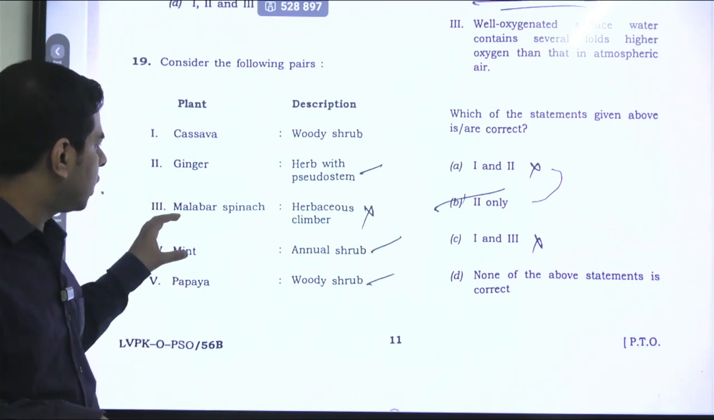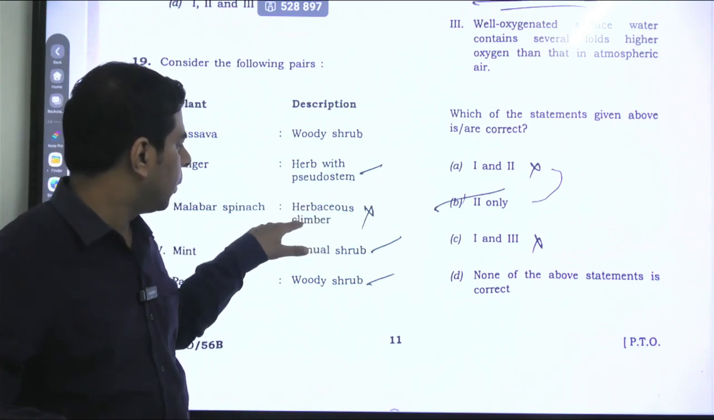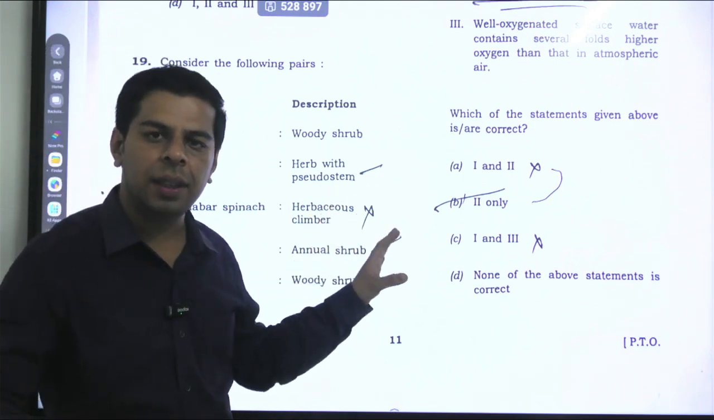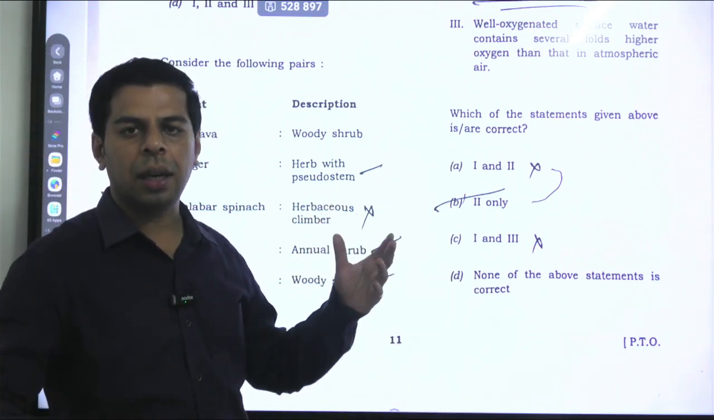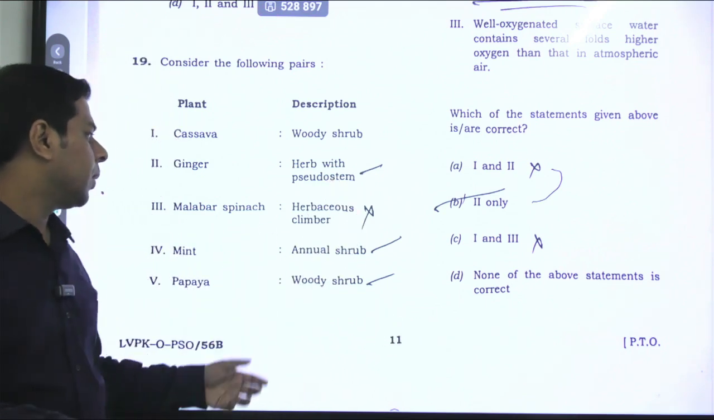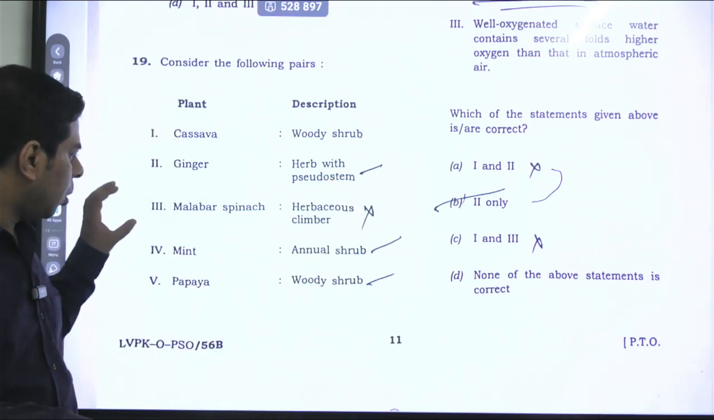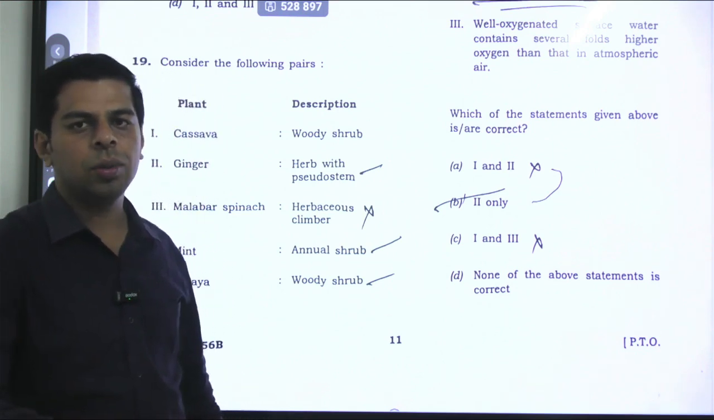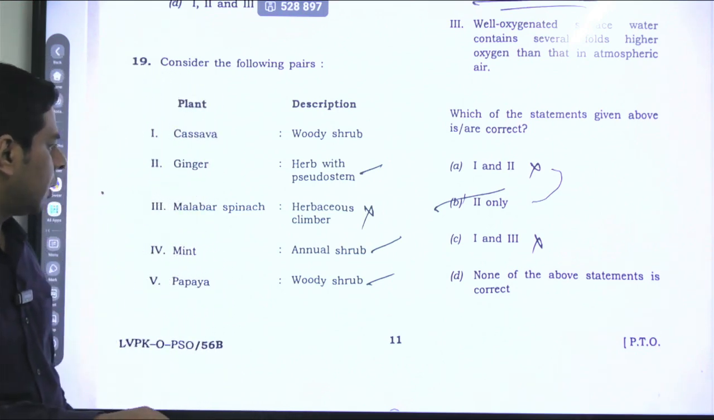Then Malabar spinach, surprisingly, is a herb, but it's also a climber as well, because at times we tend to feel that spinach might not be a climber, but this particular variety, when you decode it, is described as such. Now in mint there is a gap, it's a perennial shrub, not an annual shrub. So this is where the question becomes a little tricky.